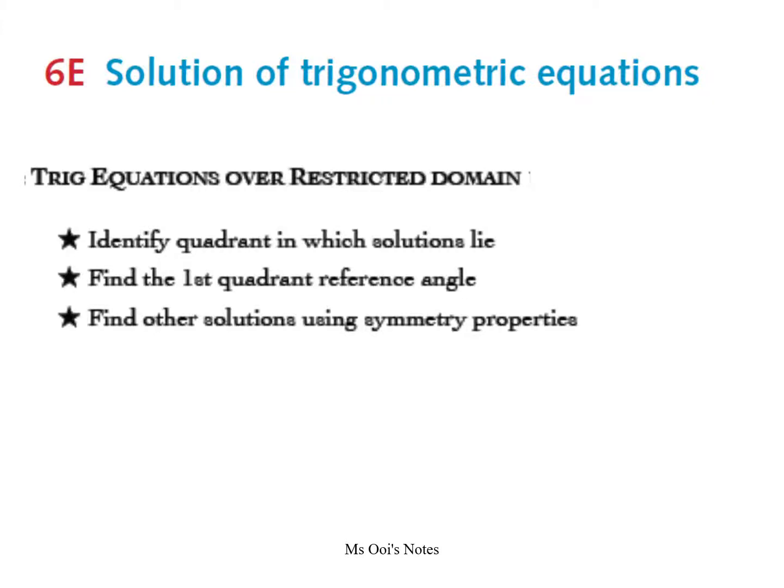Today we want to look at 6E, solution of trigonometric equations. So trig equation over restricted domain. Firstly, identify the quadrants in which solutions lie and find the first quadrant reference angle. We can call it reference angle, basic angle. Find other solutions using symmetrical properties.